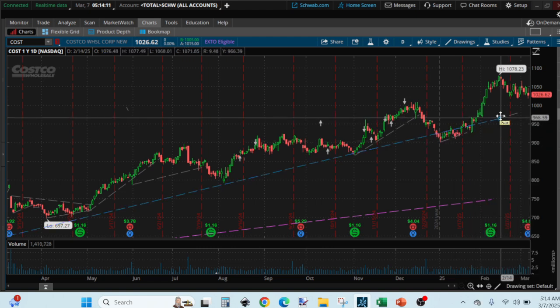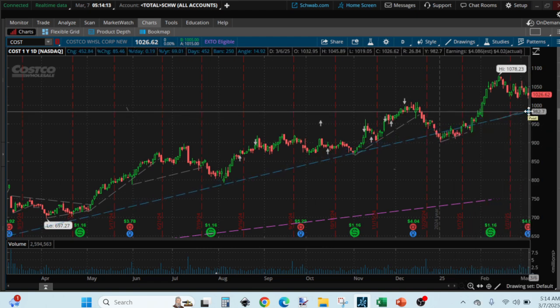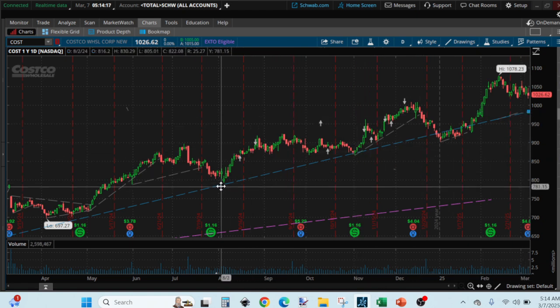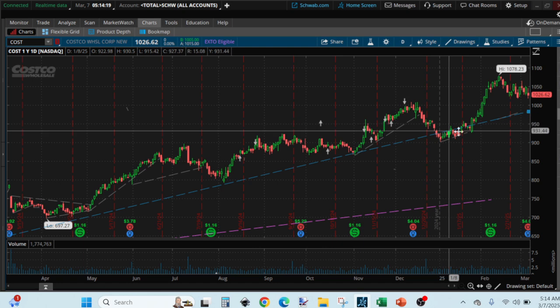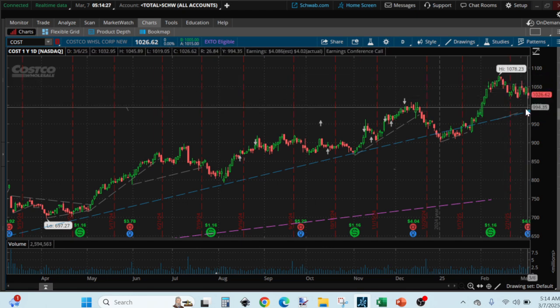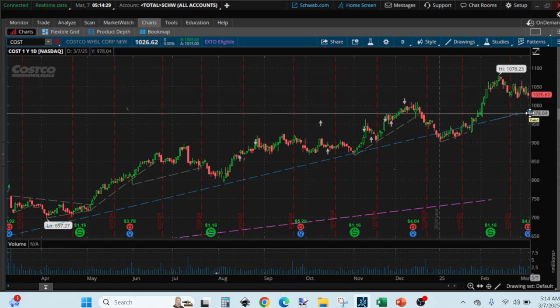We can just extend this line, keeping an eye on there and there, and here it went a little bit below it. So it's pulling back, but it's not quite close to the trend line yet.